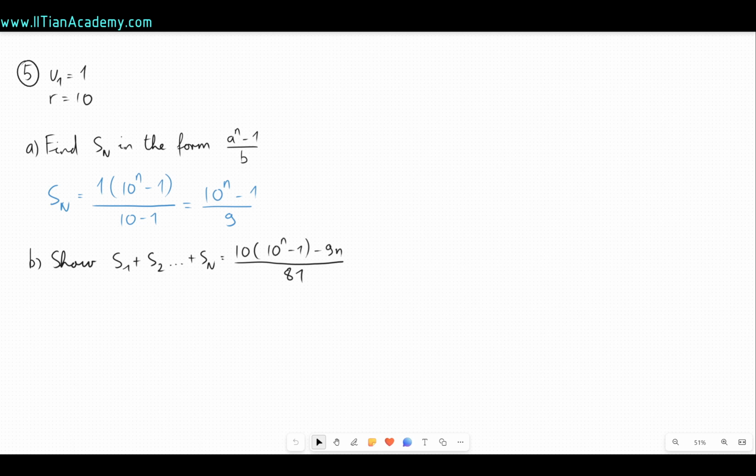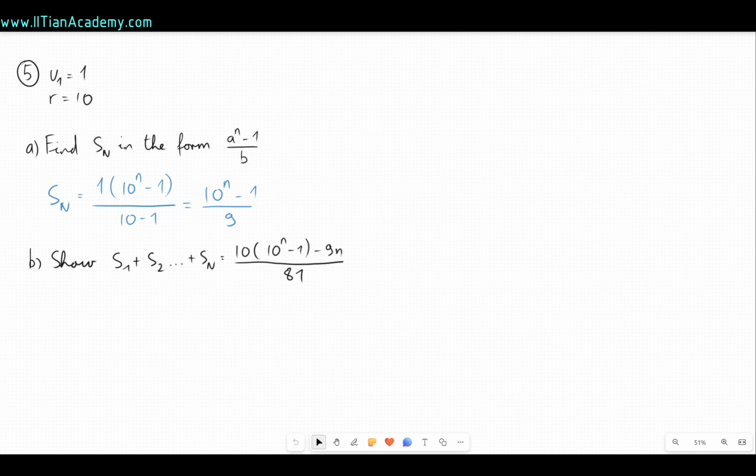So in part B, we are asked to show that this equation is correct. So what would be a good idea to do is start writing out this sum and see what is happening here. We can start with the left-hand side, and then we'll just write down what this is equal to.